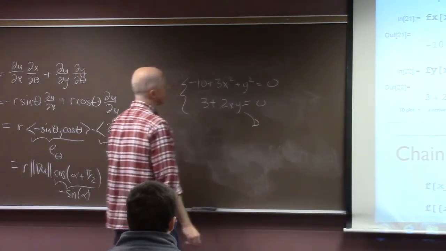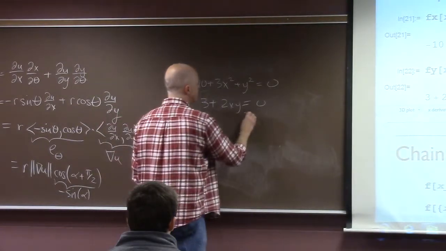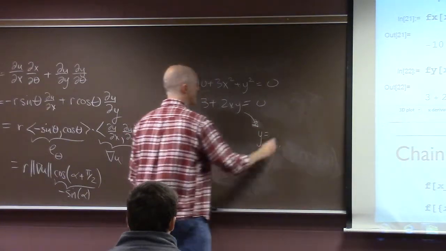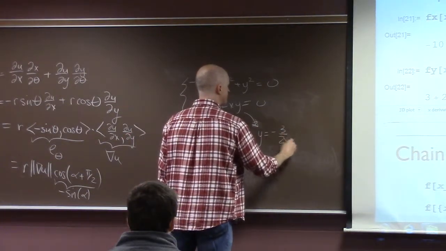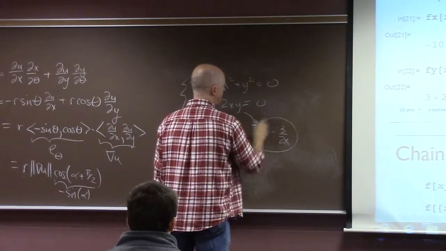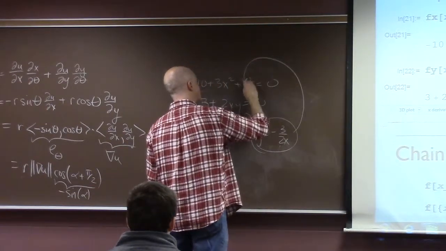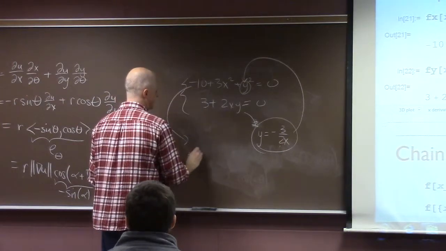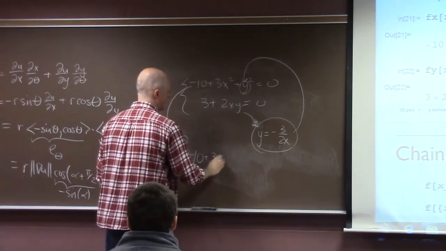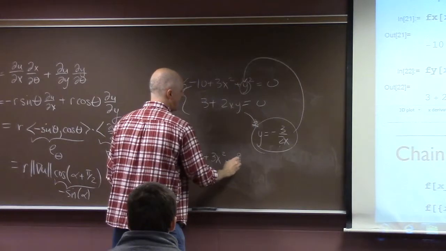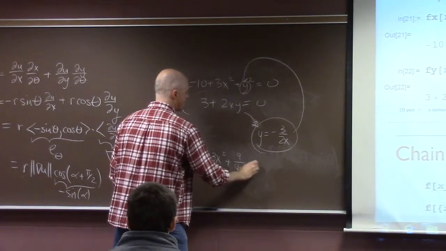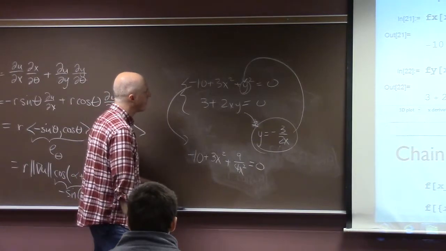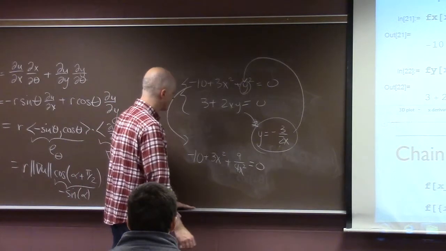It's nonlinear, but we can take the second equation, for example, and solve for y in terms of x. Y will be -3 over 2x. And then we can take that and substitute it into the first equation in place of the y to get -10 plus 3x squared plus 9 over 4x squared equals 0. This is valid as long as x is not 0, which we assume for the time being.